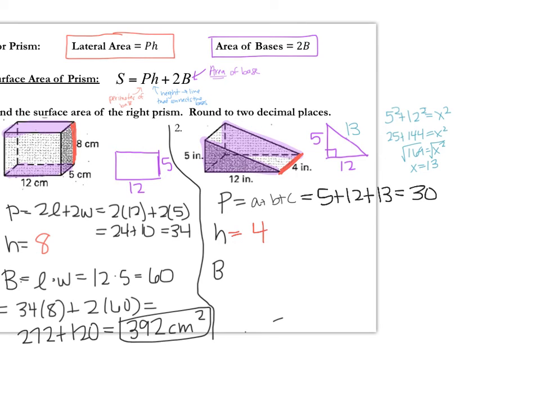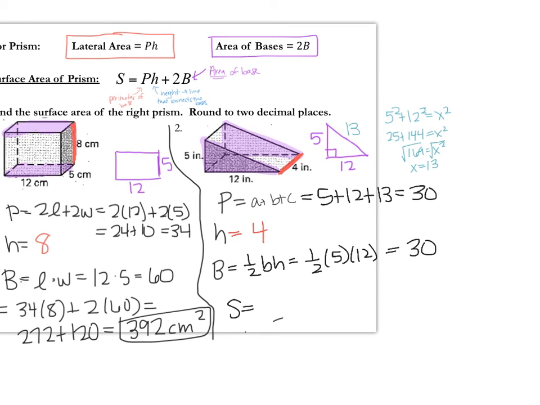And then big B means I need to find the area of the base, which is the purple shape, that triangle. So you need to make sure you're using the formula specific to that shape. So it's going to be 1/2 BH since it's a triangle. And the base and the height are the 2 that made the right angle. So we're going to use the 5 and the 12. And that's half of 60, which is 30.